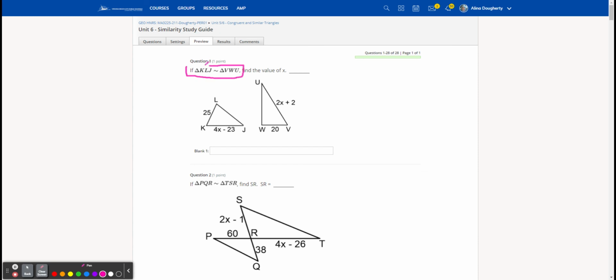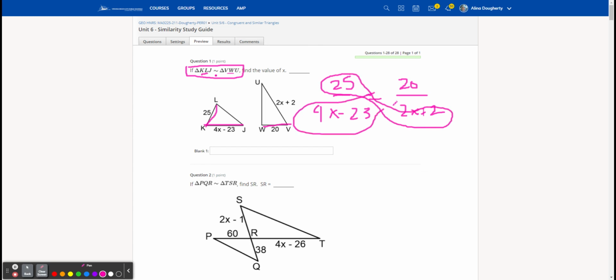So on this one, we've got that one squiggle mark. We've got to set up a proportion, right? There's no equal signs. We've got to set up a proportion. So 25 is LK. That goes with VW. LK goes with VW. So 25 and 20 have to go together. And then these two are in the same triangle, so they have to go in the same fraction. 4x minus 23 and 2x plus 2. Once you set up your equation, then cross multiplying is usually pretty easy. Okay, but be careful of those symbols on the test. They're going to be all mixed up.